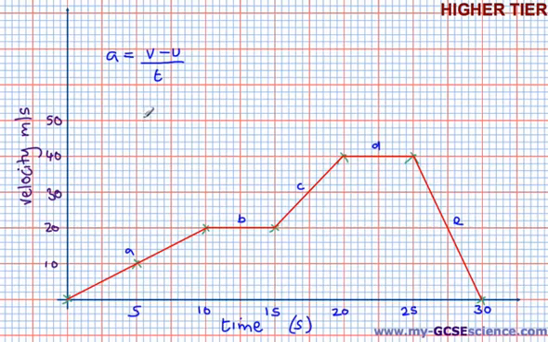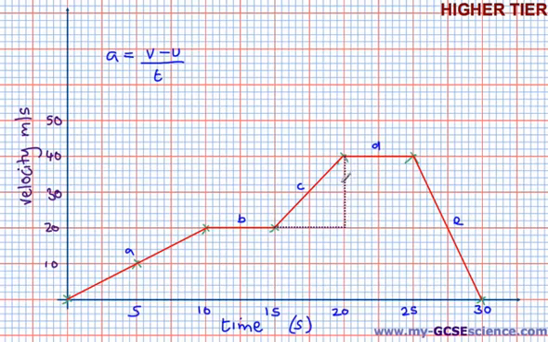So let's look at, for example, part C on this graph. Now, one way to work out the acceleration would be to use the formula. So the final velocity would be 40, take away the initial velocity, which is 20, and divide it by the time taken. But another way to do it would be to use the gradient. In actual fact, you get the same answer, but a slightly different way.